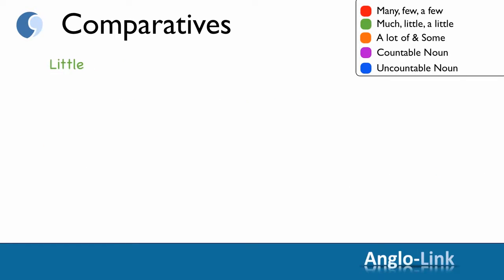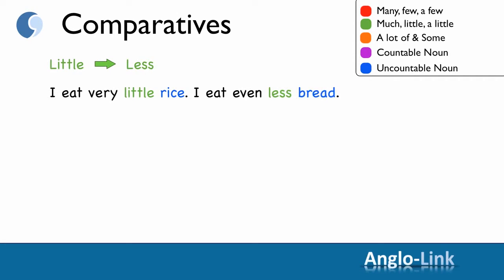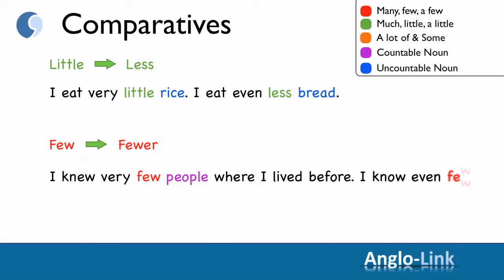The comparative form of little is less. I eat very little rice. I eat even less bread. And for few, it is fewer. I knew very few people where I lived before. I know even fewer people here.